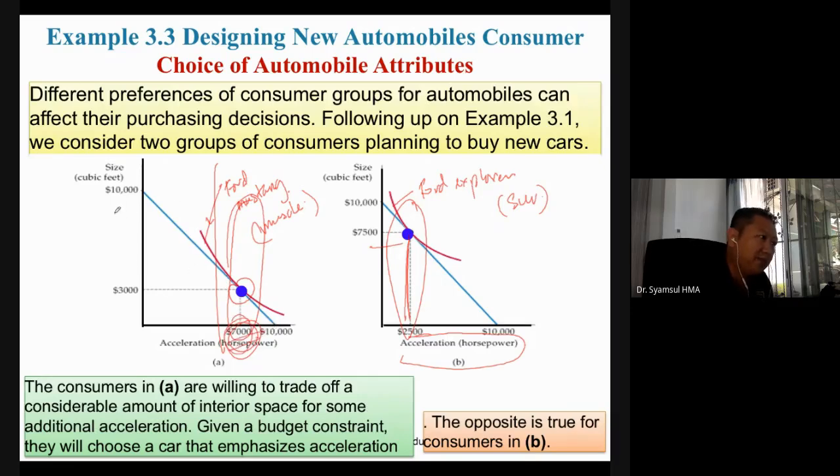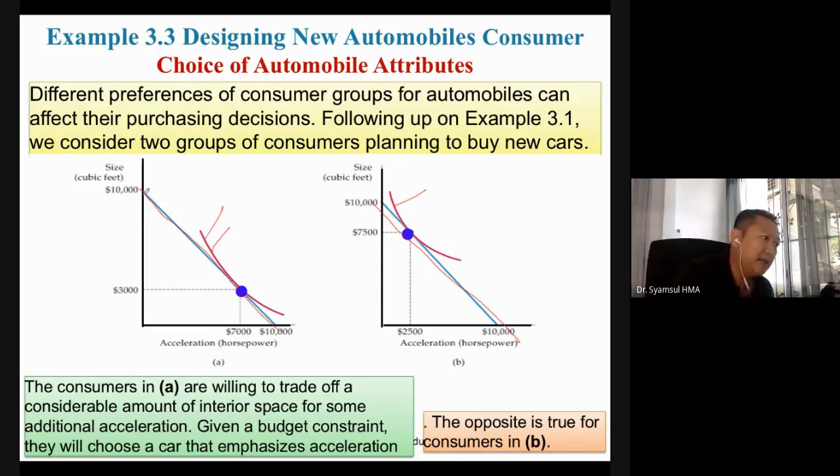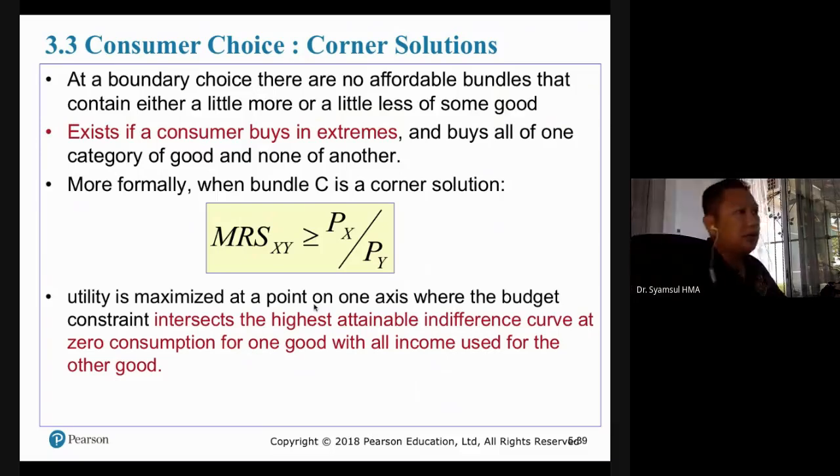Less on the size, but here more on the size. So that's why it has a different utility function, a different location of the utility function, but the same budget line. Okay, so now you understand the utility function is slightly different because of the preference, but the same budget line. Now there's also a situation we call a corner solution.